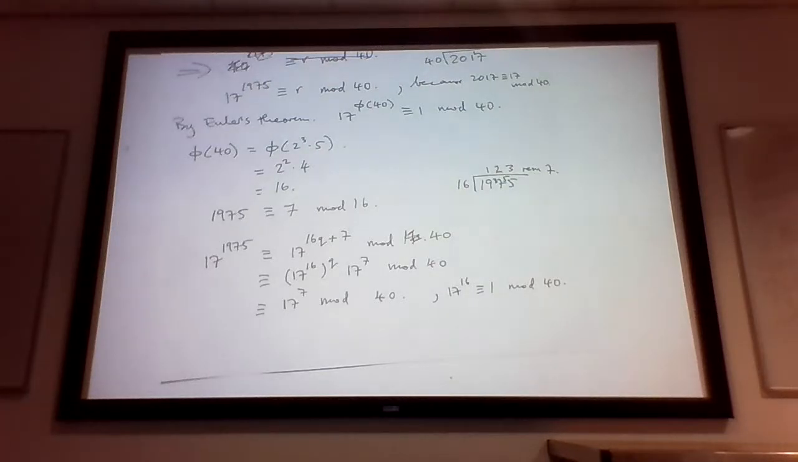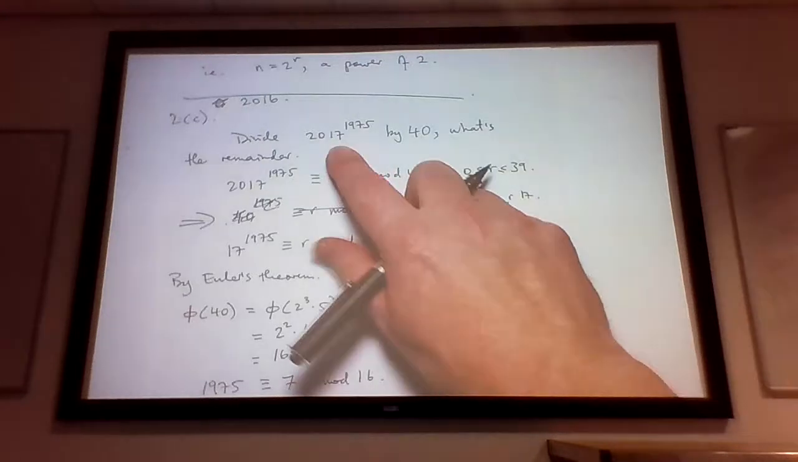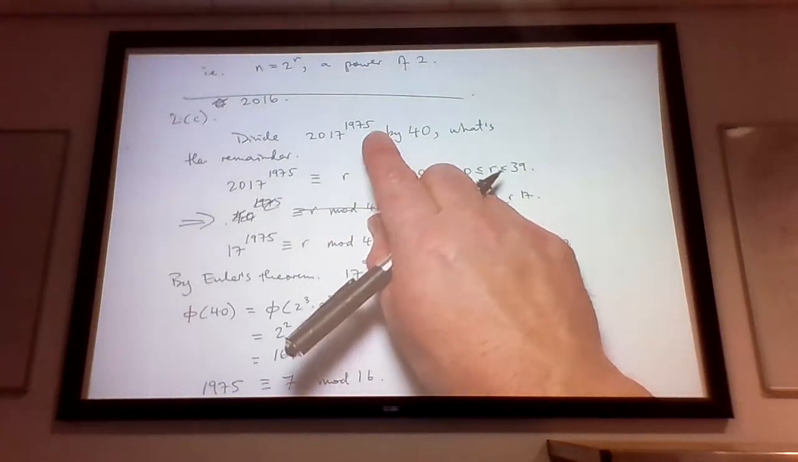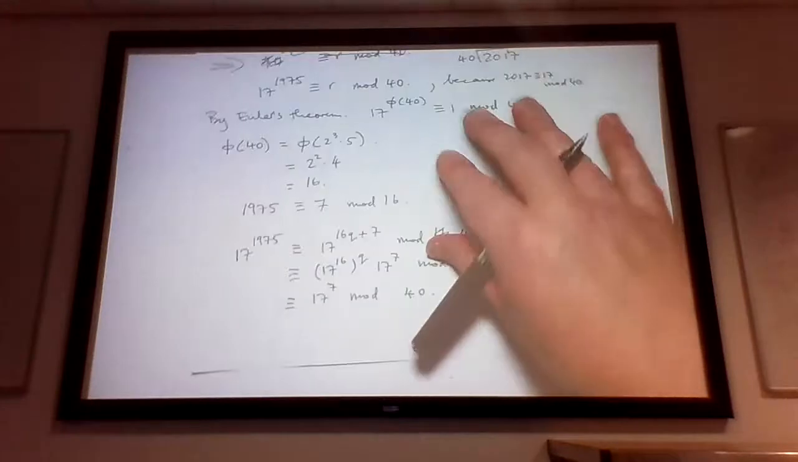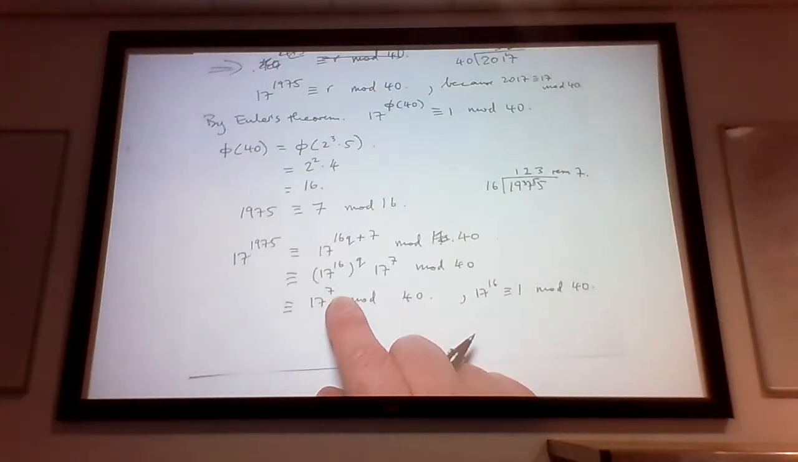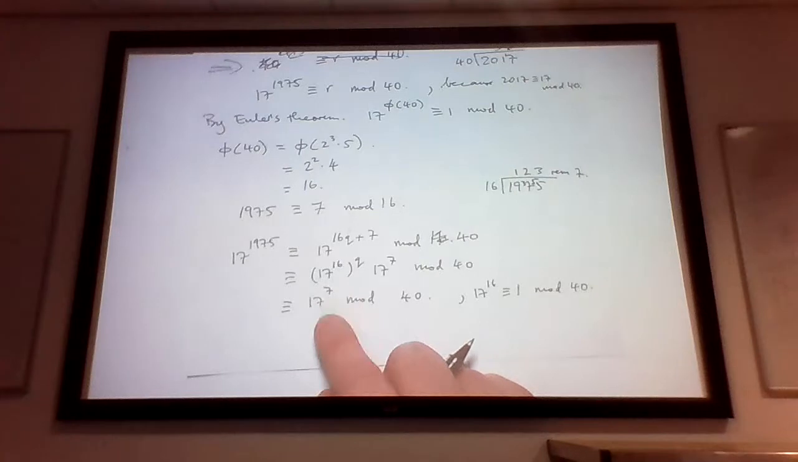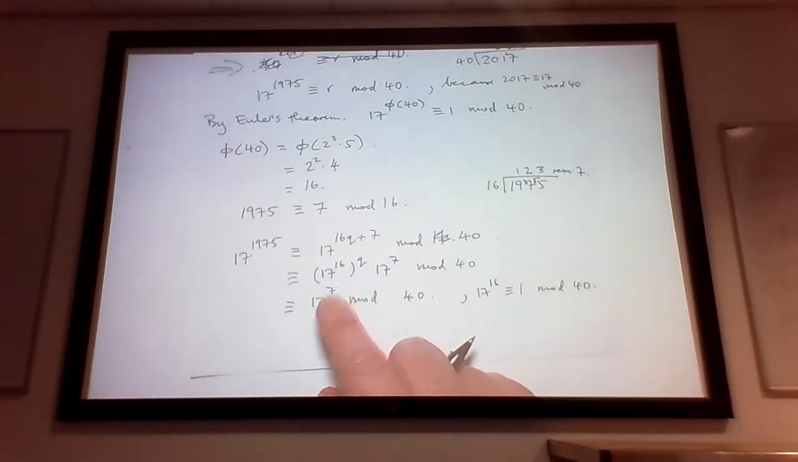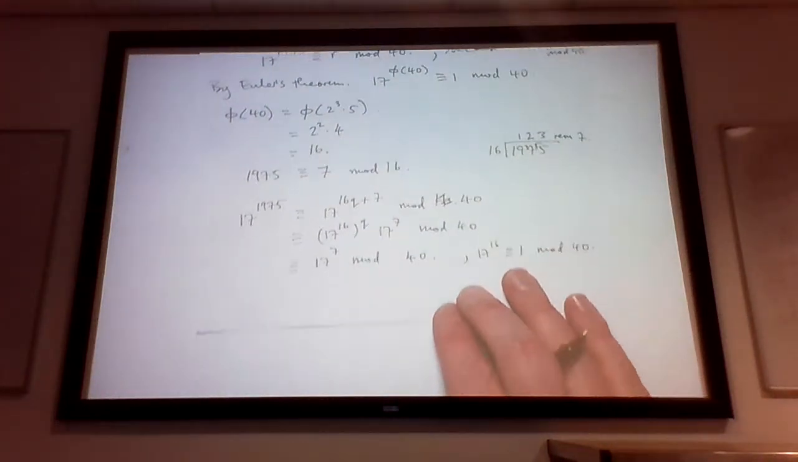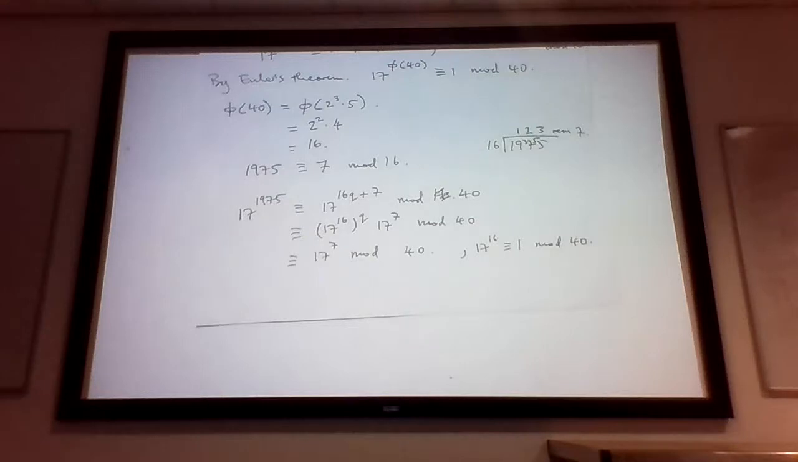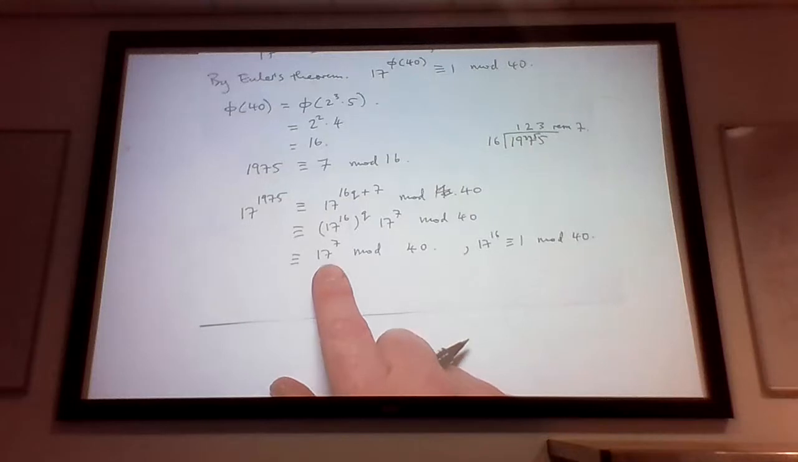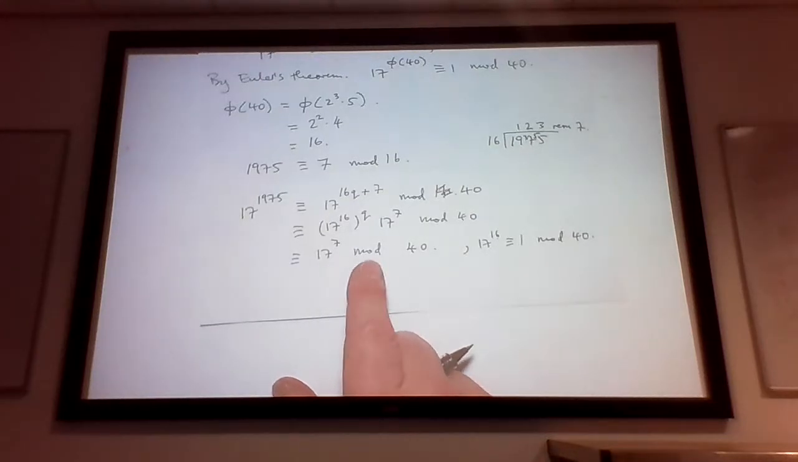So at the beginning, I was faced with 17 to the 1975 divided by 40. Now I've reduced it to 17 to the power 7. Okay. Still big-ish, but doable. A lot more doable than the original problem. And at this stage, I guess you just have to resort to calculation. There's no other theoretical simplification we could do at this stage. So we'd have to start building up.